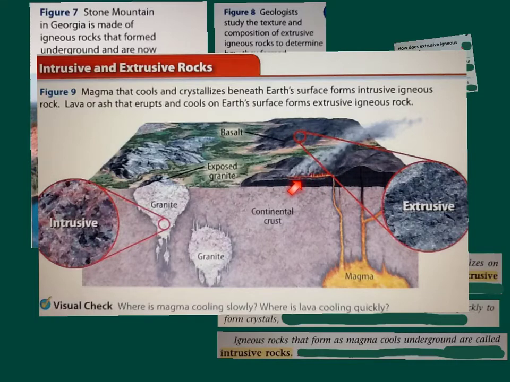I want you to note that molten rock that originates far underground and then cools will result in an intrusive igneous rock such as granite. And that would be this information here, intrusive, showing the granite. For your knowledge, the word intrusive comes from Latin meaning to push in, to intrude, or intrusive.